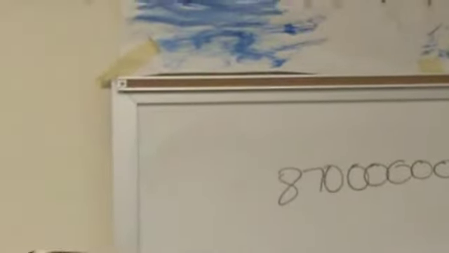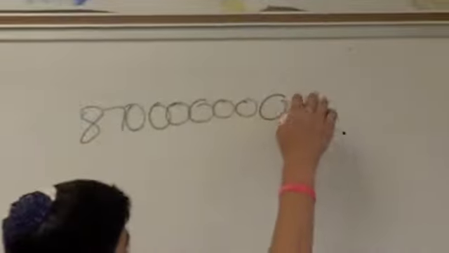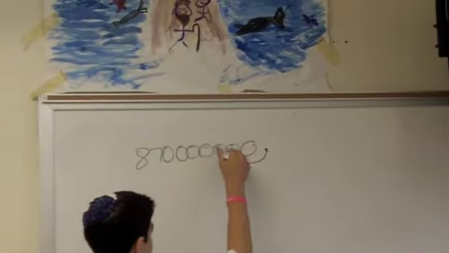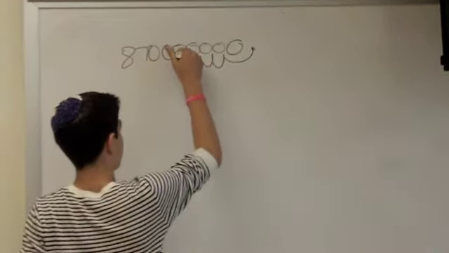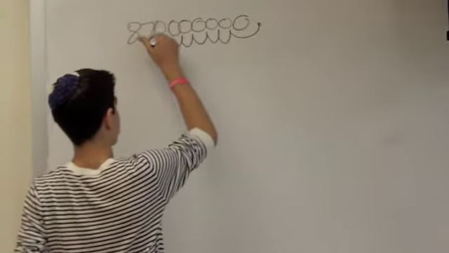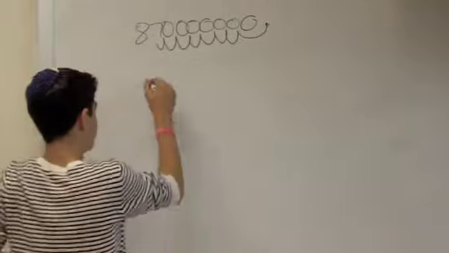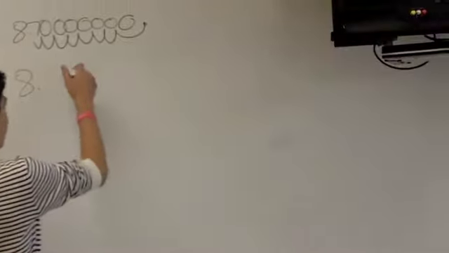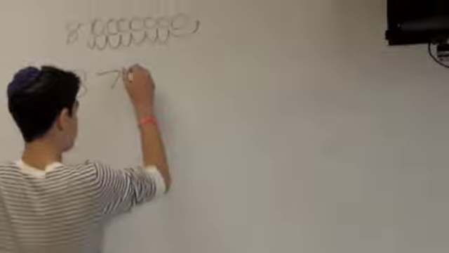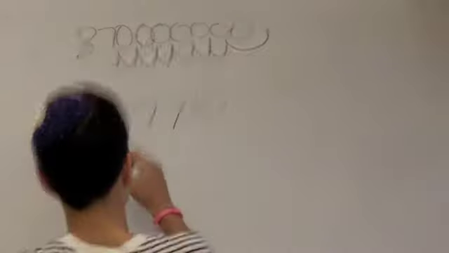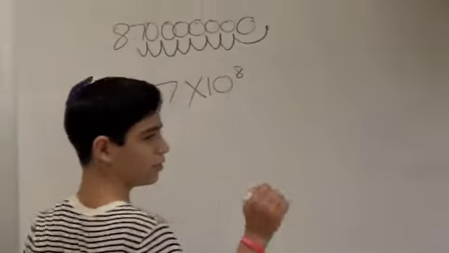So to convert this into scientific notation, we're going to move the decimal over to the left. But it's different because the zeros are not on the right, like in negative. We're going to go 1, 2, 3, 4, 5, 6, 7, 8. Now, this becomes 8.7 times 10 to the 8th. Do you understand that?